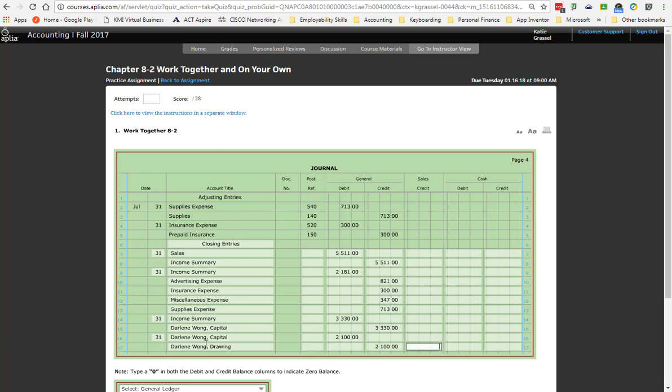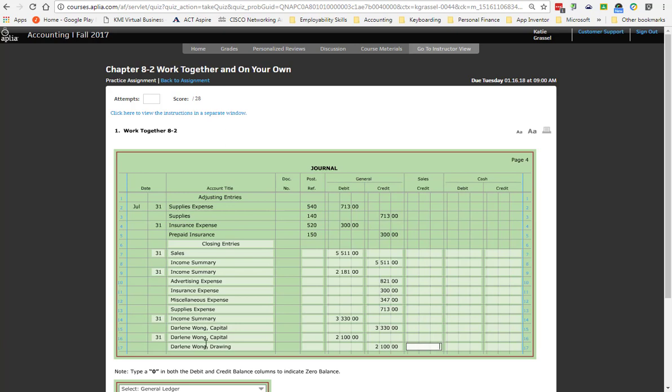Now, I can guarantee at least 5 of you are going to make this major mistake on the test. You are going to try to close capital. Don't close capital. When you look at your worksheet, the amount that is listed there for Darlene Wong capital never gets put anywhere on your closing entries. I know that capital gets used twice here, but you never ever close capital. Capital is part of your accounting equation of assets equals liabilities plus owner's equity. Okay, so never close your capital account.